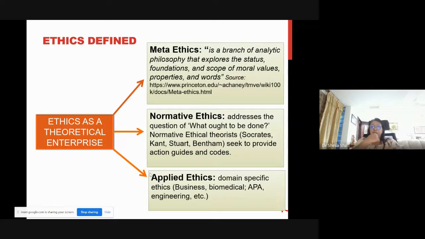All right, so we have three types of ethics here: meta ethics, normative ethics, and applied ethics. Your focus here is more on applied ethics because you are doing a study under biomedical.